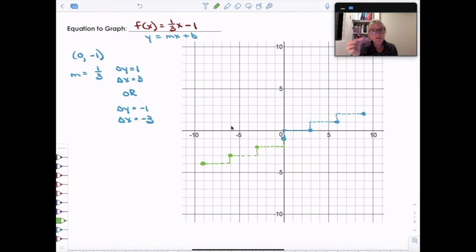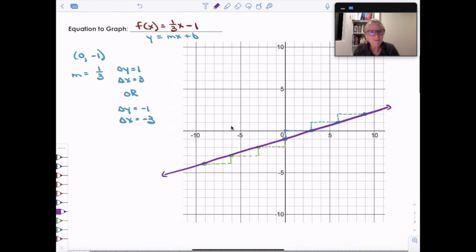So quickly get those points. Pull out your ruler. I mean it. Use your ruler. Pop it down and extend that line through all of those points. That was a good one.